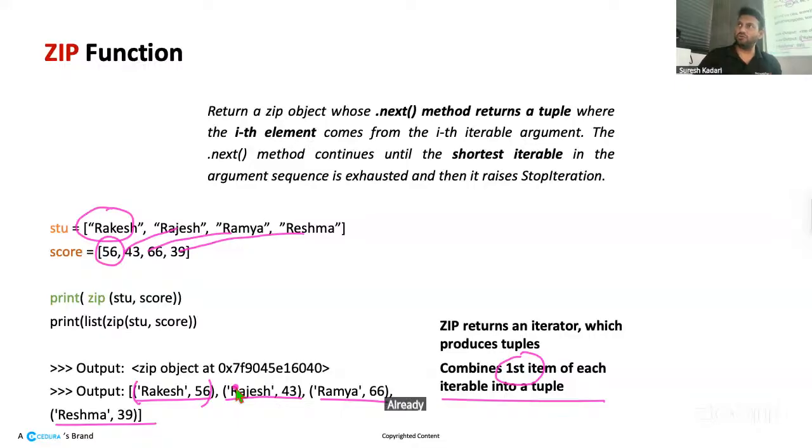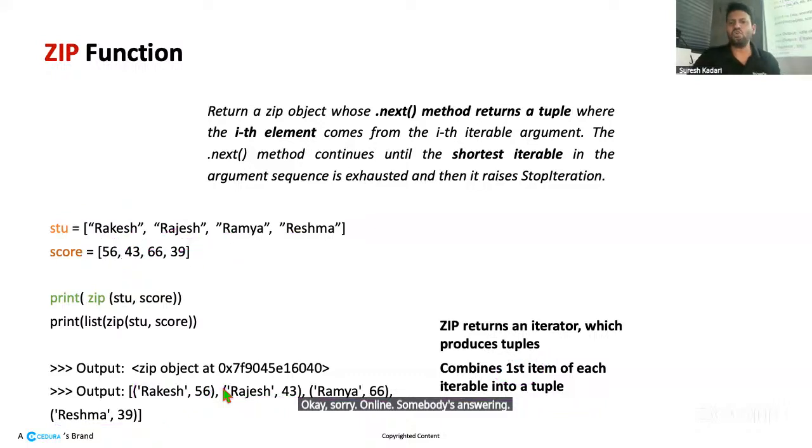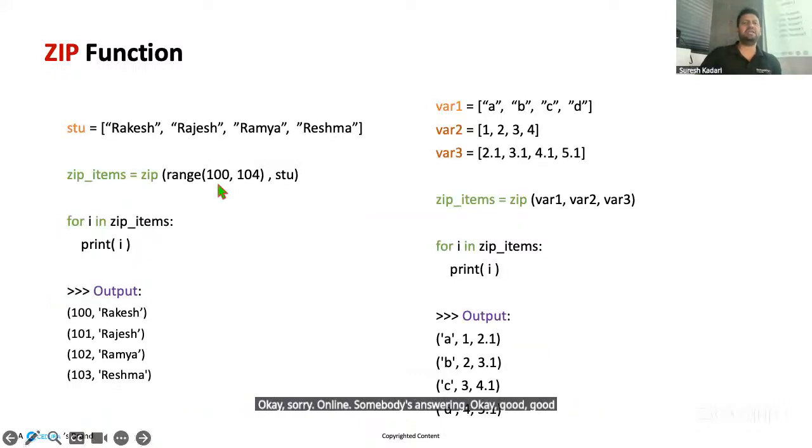Already I told you, there is a lack of women data scientists in the world, and women are not speaking. Okay, answer. What is a tuple? It is immutable. Okay, sorry. Online, somebody is answering. Okay, good.